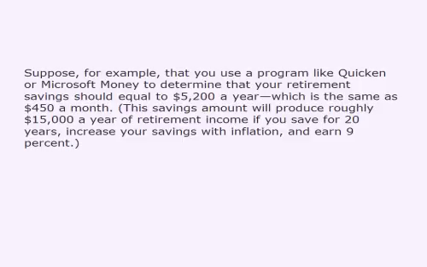Suppose, for example, that you use a program like Quicken or Microsoft Money to determine that your retirement savings should equal $5,200 a year, which is the same as $450 a month. This savings amount will produce roughly $15,000 a year of retirement income if you save for 20 years, increase your savings with inflation, and earn 9%.